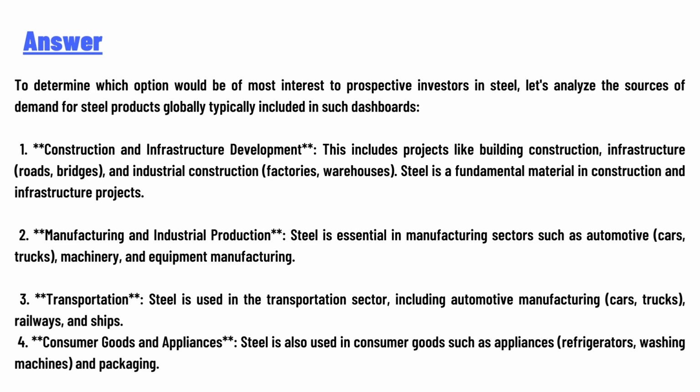Let's analyze the sources of demand for steel products globally. Typically included in such dashboards: first, construction and infrastructure development. This includes projects like building construction, infrastructure, and industrial construction. Steel is a fundamental material in construction and infrastructure projects. Second, manufacturing and industrial production. Steel is essential in manufacturing sectors such as automotive, machinery, and equipment manufacturing. Third, transportation. Steel is used in the transportation sector, including automotive manufacturers, railways and ships. Fourth, consumer goods and appliances. Steel is also used in consumer goods such as appliances and packaging.